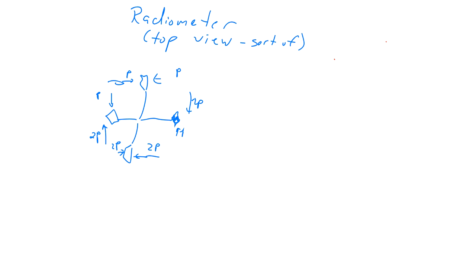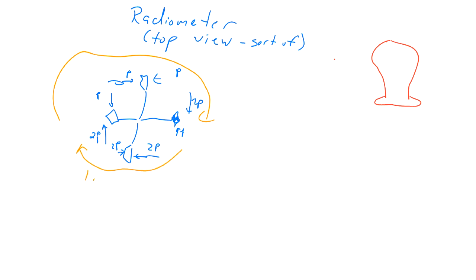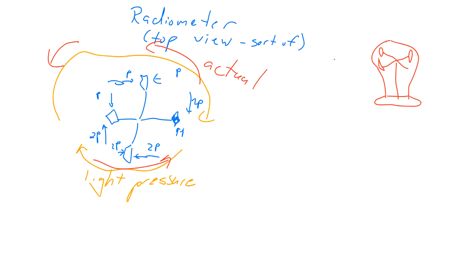So which way is the light pressure trying to spin this thing? It's trying to spin it clockwise, right? So the light pressure is going to torque it like that. Here's the annoying thing: which way does the thing actually spin when you put it in the sunlight? It spins this way. So that's the actual direction that it spins, opposite what the radiation pressure is doing to it.